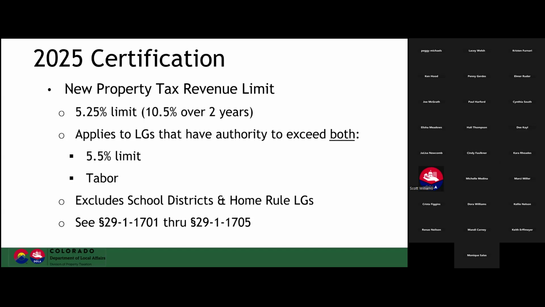And since it excludes those school districts, we're going to use our local government assessed values. You can look it up in statute if you so desire. So sections 29-1-1701 through 29-1-1705 are going to give you those definitions, some guidance, and then the definition of local government entity, excluding school districts and home rule local governments, is found in 29-1-1701, paren 1.5.